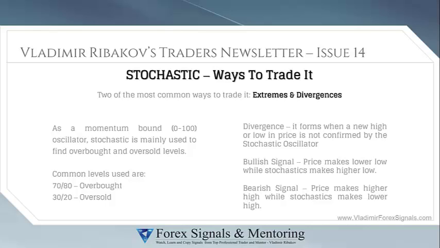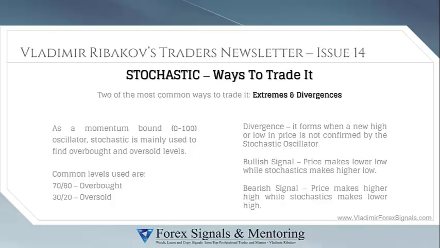As a momentum bound, we have the 0 up to 100 range. That's the range of this oscillator. Stochastic is mainly used to find overbought and oversold levels. The common levels we use are 70-80 as overbought and 30-20 as oversold. By default it comes 80-20.